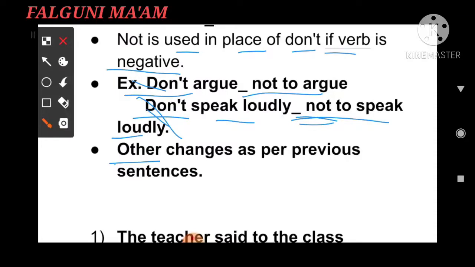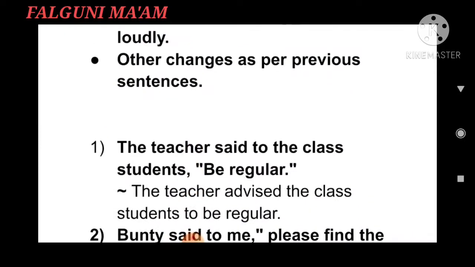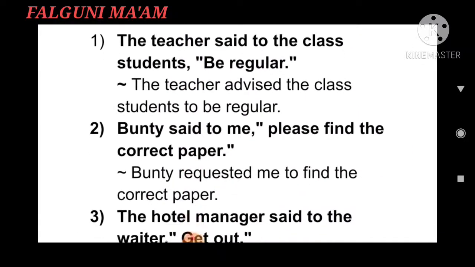Other changes are as per previous sentences, that is, assertive, exclamatory, interrogative. Other changes: change of basic rule, change in pronoun, change in tense, change in verb, change in time words. All these changes remain as it is as per the previous sentences.